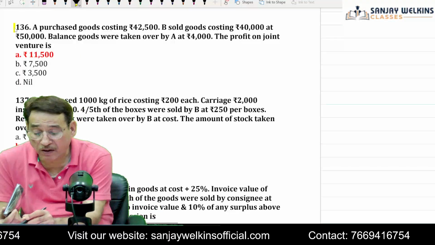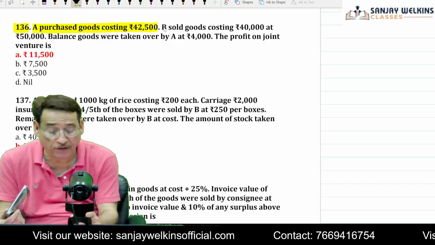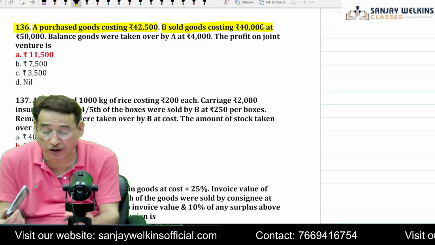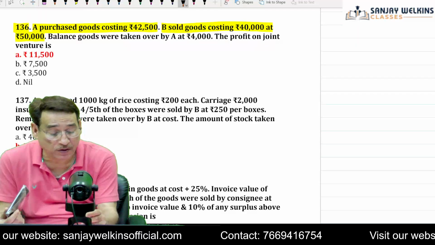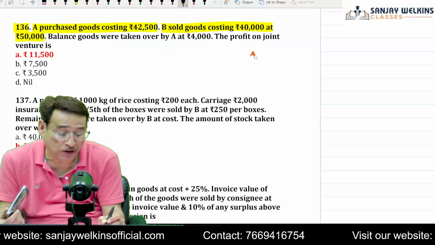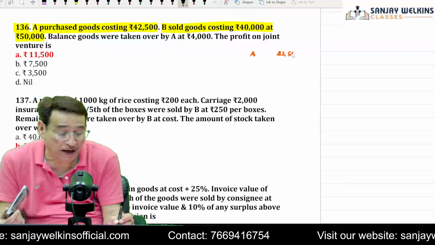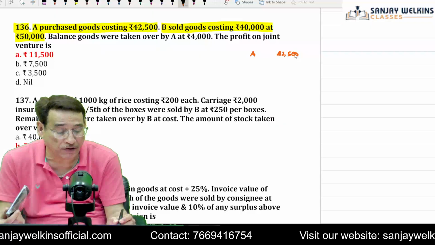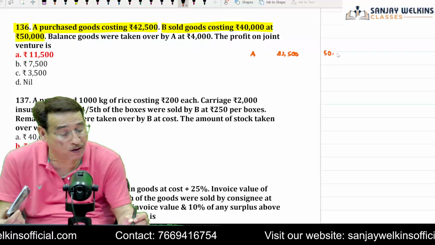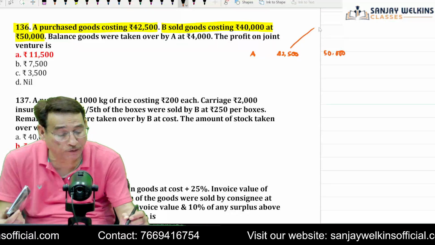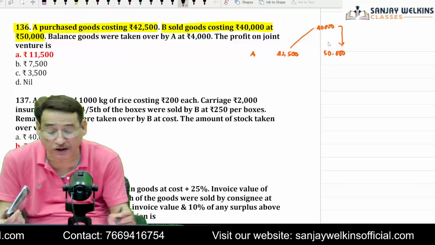Next question is 136. A purchased goods costing 42,500. B sold goods costing 40,000 at 50,000. Actually, A has purchased the goods. A purchased the goods for rupees 42,500. And B sold out of 42,500, 40,000 worth of goods at rupees 50,000. Out of 42,500, 40,000 worth of goods have been sold at 50,000.